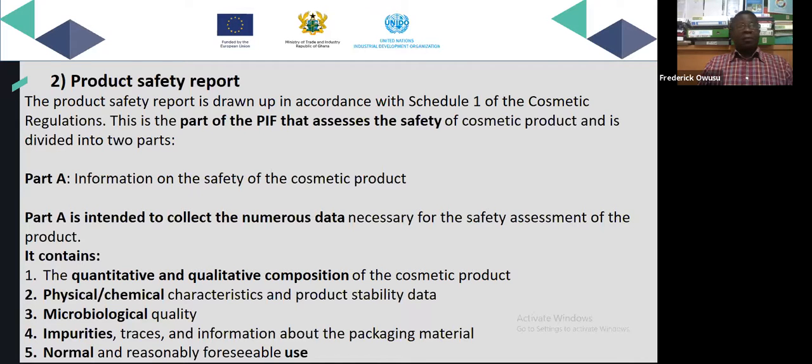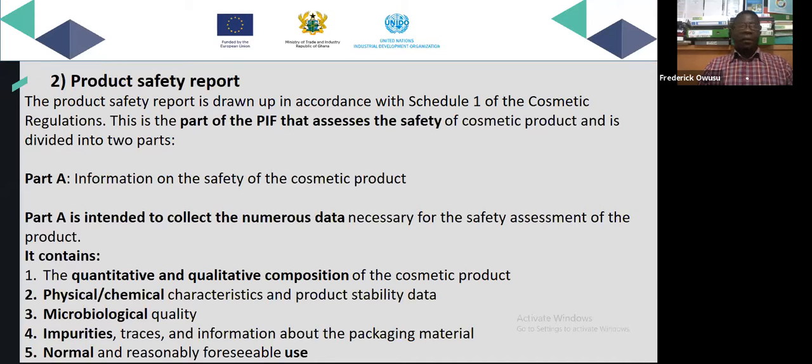The quantity of yeast or mold should be established through the microbiological quality analysis. They should also talk about impurities. Here it could be in traces, very minute quantity. They should talk about the information about the packaging material. I think the last couple of months or so, we spoke about packaging for the cosmetic sector. So it should be able to provide the relevant information about the packaging material.